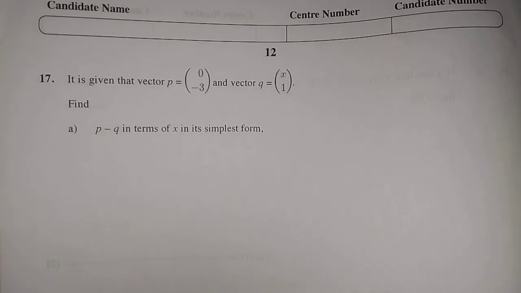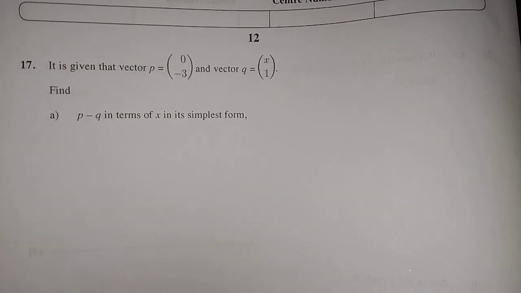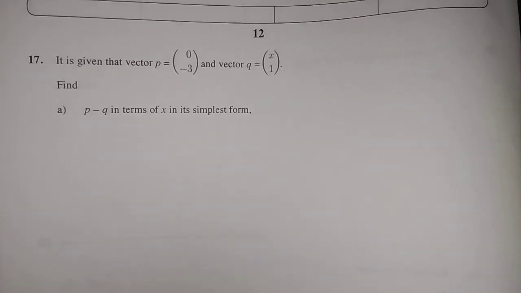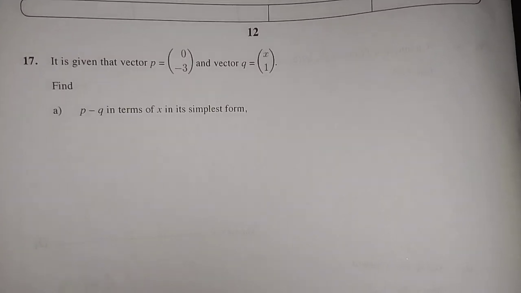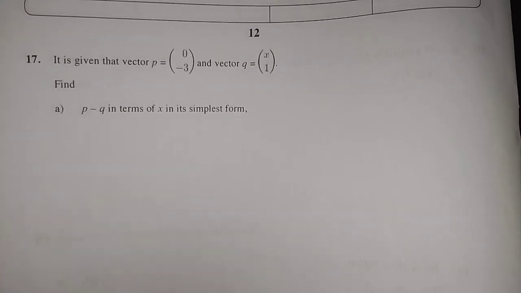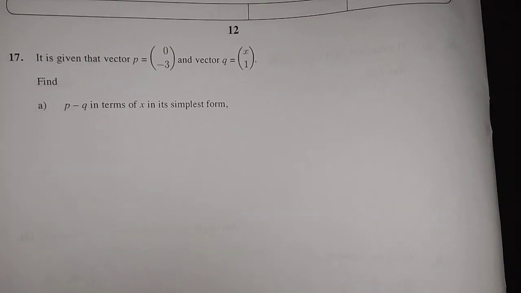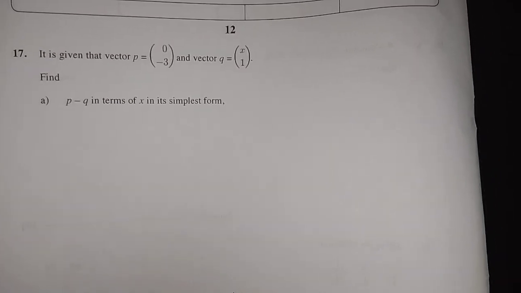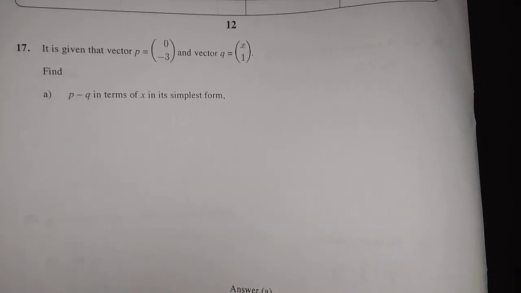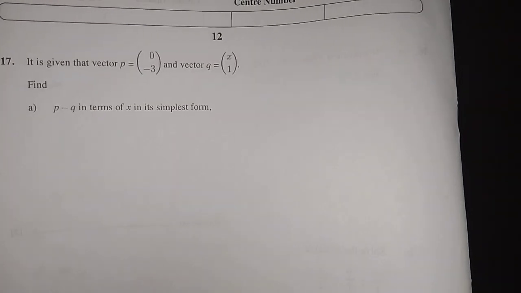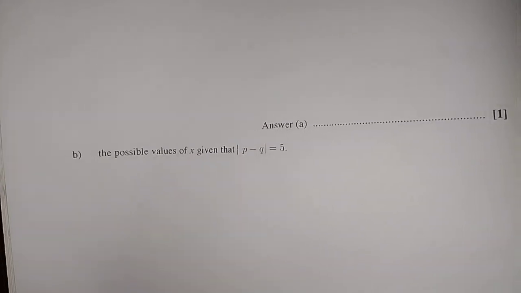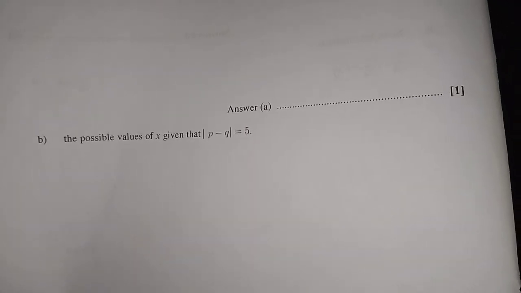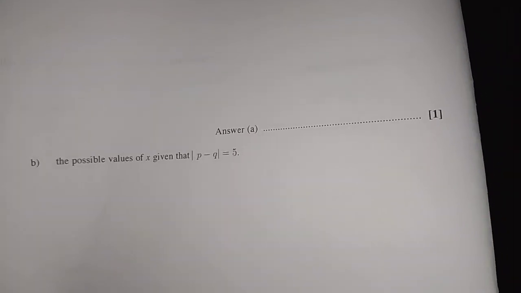Good afternoon, viewers. We want to continue with our paper with number 17. And number 17 reads, it is given that vector p is equal to (0, -3) and vector q is equal to (x, 1). Find item A, p minus q in terms of x in its simplest form. Then B, the possible values of x given that the modulus of p minus q is equal to 5.